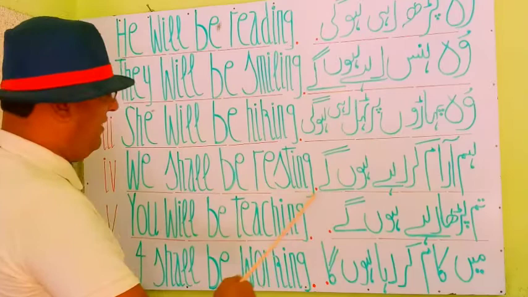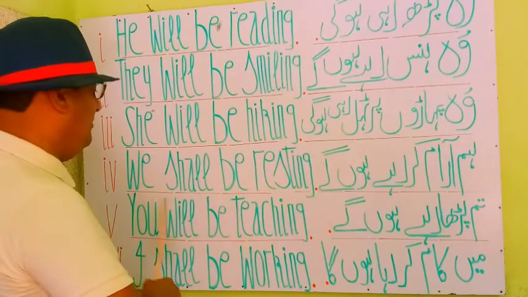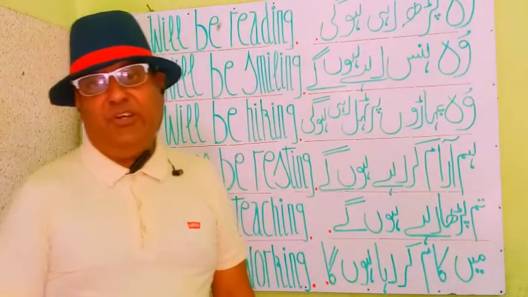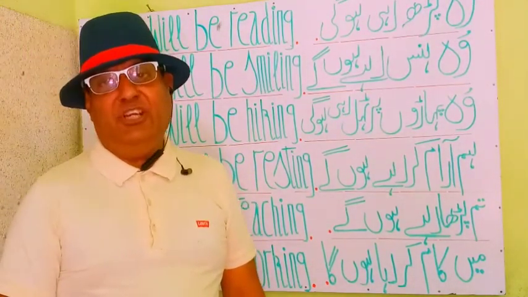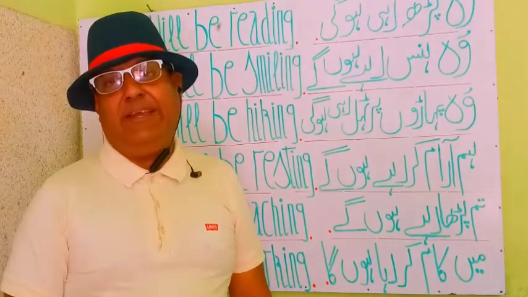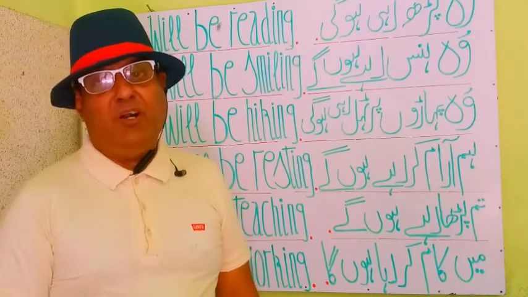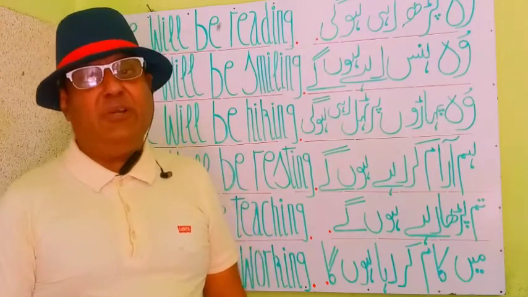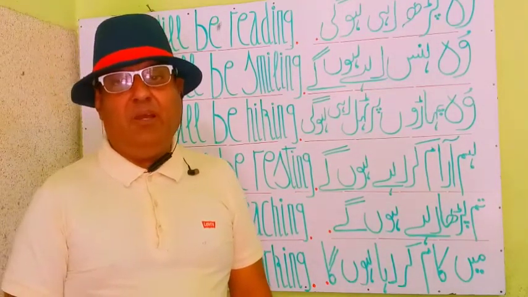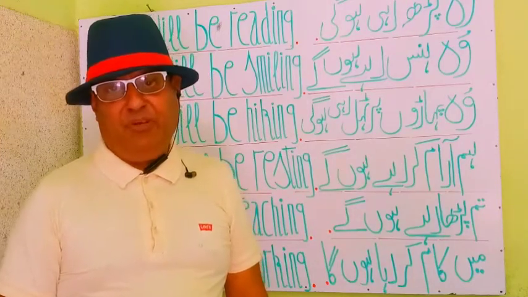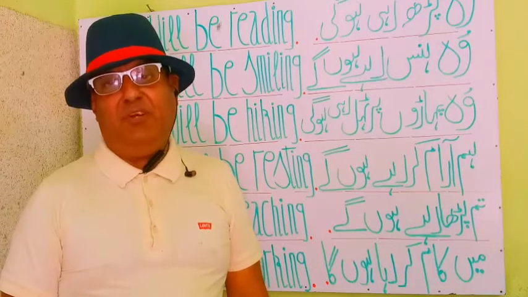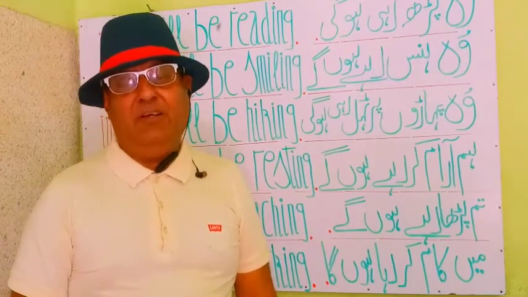वो हम आराम कर रहे होंगे। We shall be resting. Hey my students, she will be hiking, वो पहाड़ों पर टहल रही होगी। In this statement, she is a subject, will be is a helping verb, and hiking is a principal verb here.